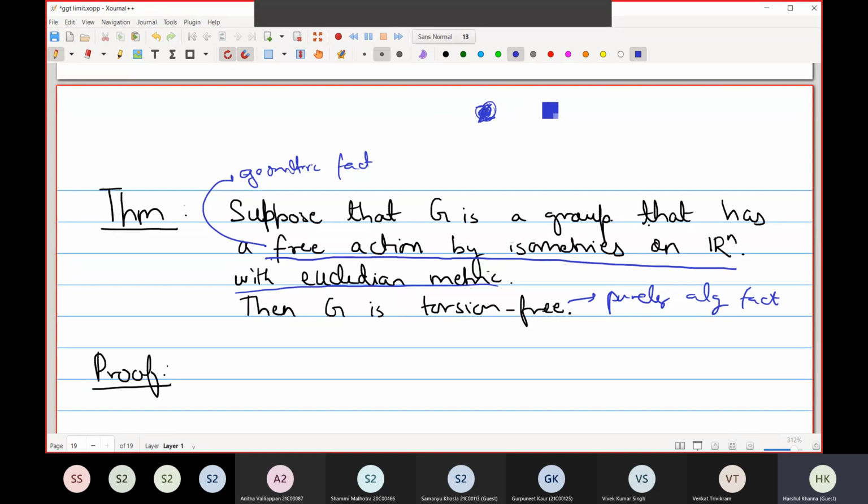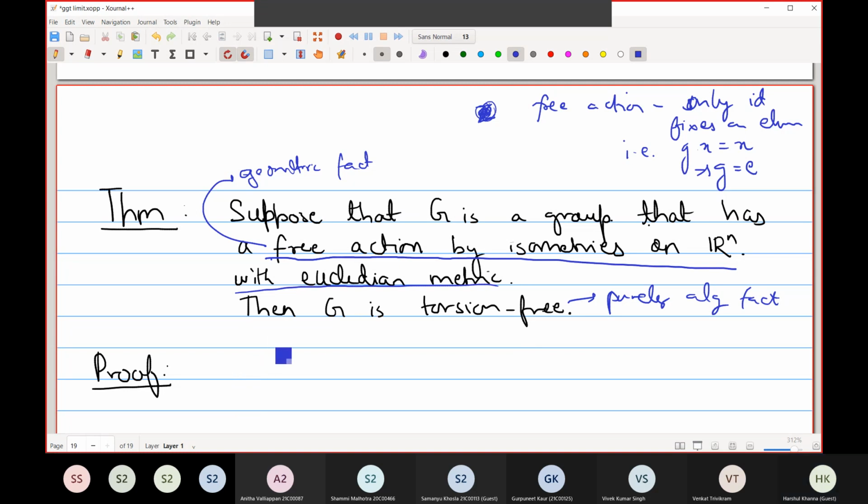I'll remind you what the definition of a free action is. A free action basically means only the identity fixes an element. That is, g dot x equals x implies g equals e. So any non-trivial element does not fix any element. So each and every element of the group does something to your metric space, and the metric space here is your R^n with the Euclidean metric. So now we want to prove that G is torsion free. Right, let's try to prove it.